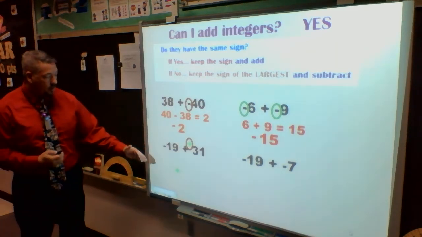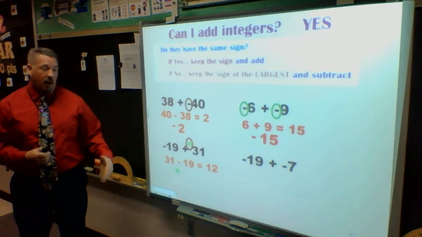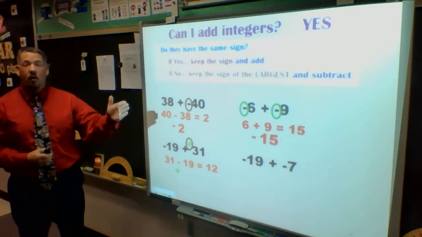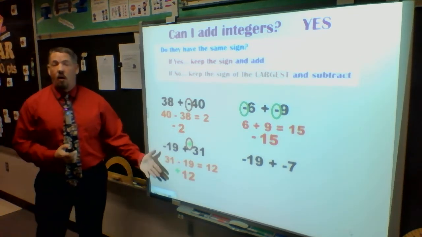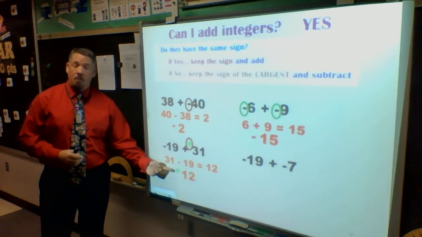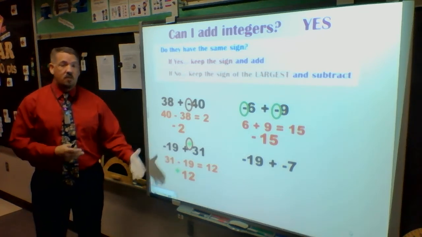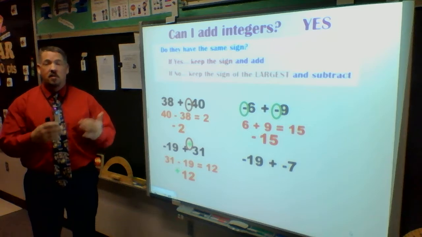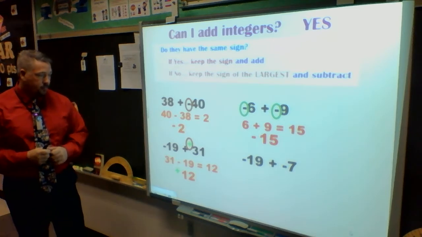So I'm going to show my work. 31 minus 19, and 31 minus 19 is 12. So I know my answer is positive 12. Once again, keep the positive with your 12, or just write 12. Either way is acceptable and a correct answer.